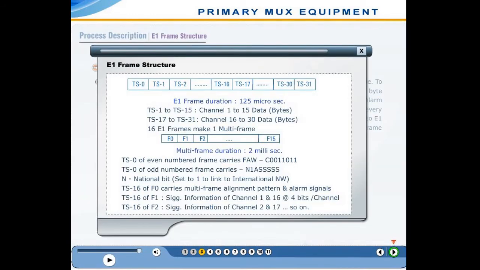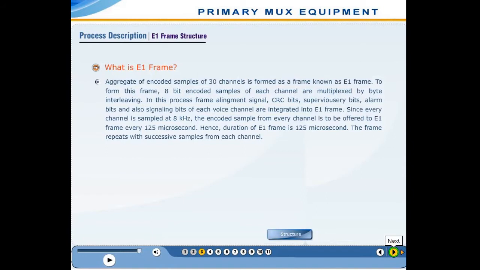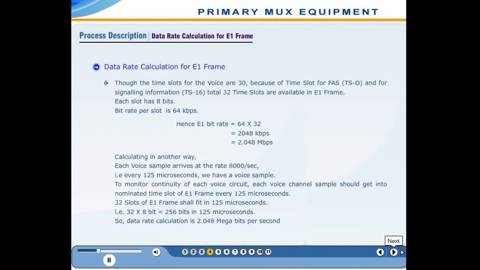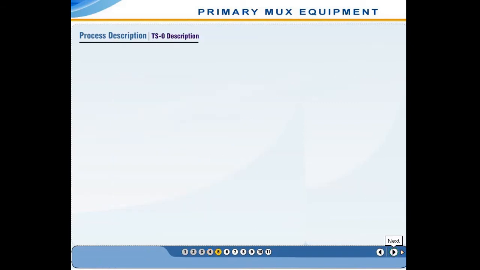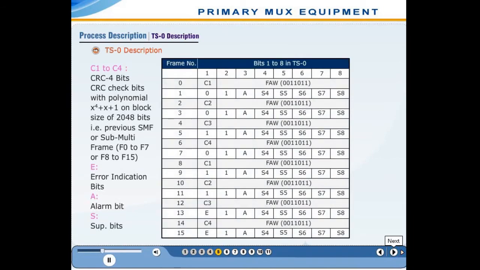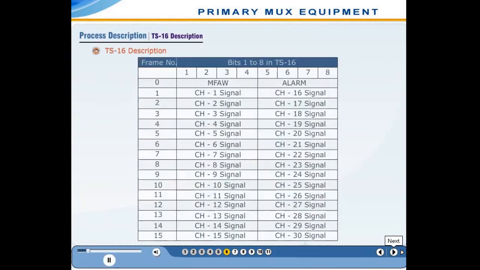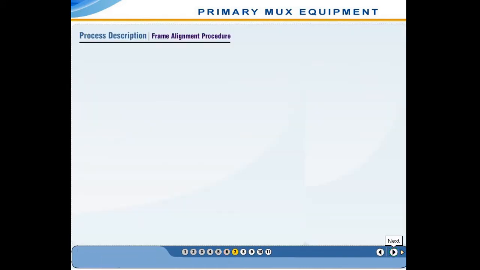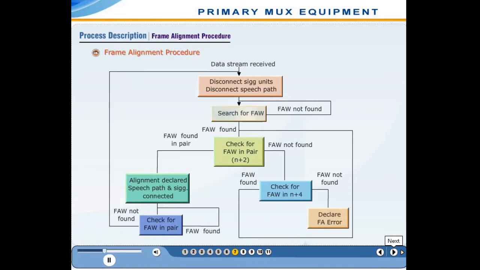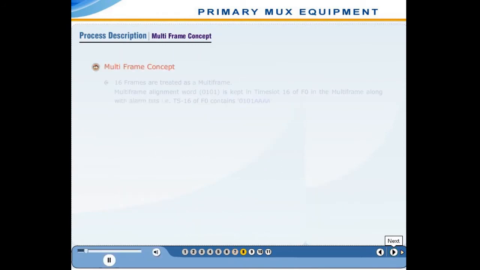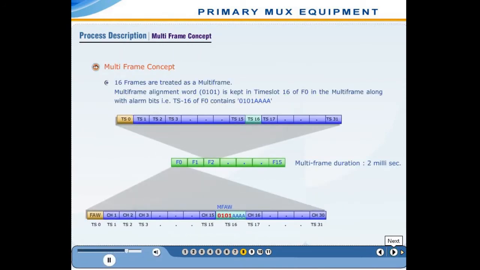E1 frame structure is shown on screen. Data rate calculation for E1 frame is shown on screen. Description of time slot 0 is shown on screen. Description of time slot 16 is given on the screen. Frame alignment procedure is shown on screen. Concept of multiframe is shown on screen.